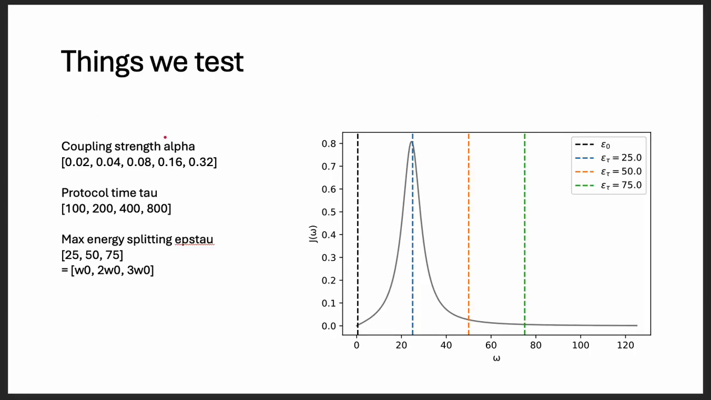The three main things that I'm changing are the coupling strength to the bath, which is given by one of these values in this list, the amount of time that it takes to perform the protocol, and the protocol itself. It starts from some initial energy splitting given by this black line here. I either go to one of these three coloured lines and back again. Those three coloured lines are given by this maximum energy splitting epsilon tau, and it's one of these three values, which is a multiple of the splitting of the peak location of the spectral density. So either equal to it, twice as much, or three times as much.